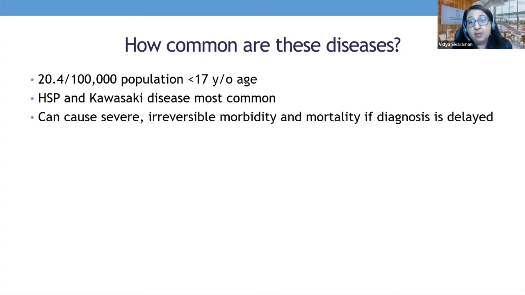And why do we worry about these diseases? Because the end result can be pretty severe. So some of the problems that can happen are irreversible. It can lead to pretty significant degree of illness. It can even lead to death. So this is definitely not something to take lightly, because the consequences can be literally fatal if the diagnosis is delayed.